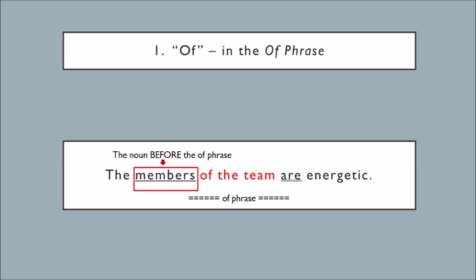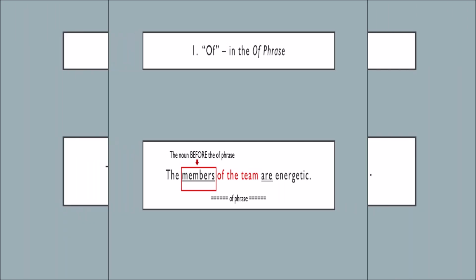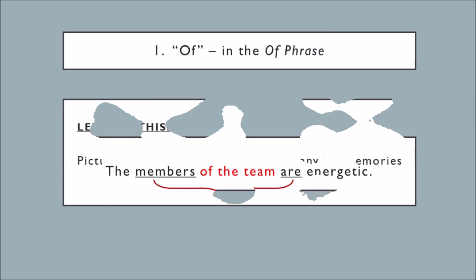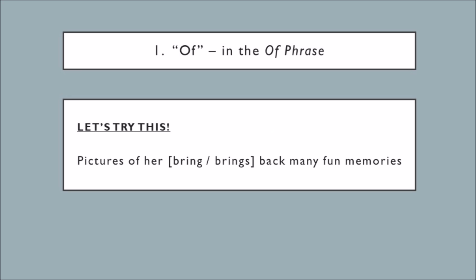The subject is the noun that you see before the of phrase, which explains the verb are assigned to this sentence, so that the sentence reads, "The members of the team are energetic." Let's try this sentence now. "Pictures of her brings back many fun memories."